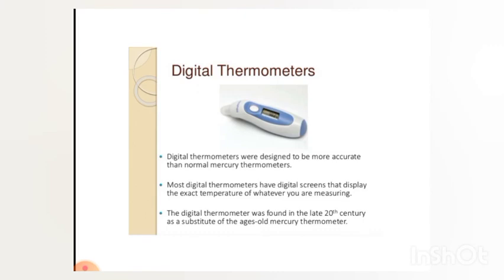So the third one is your digital thermometer. You will see that digital thermometers are more accurate than the normal thermometers, and there is a digital screen that displays the exact temperature.